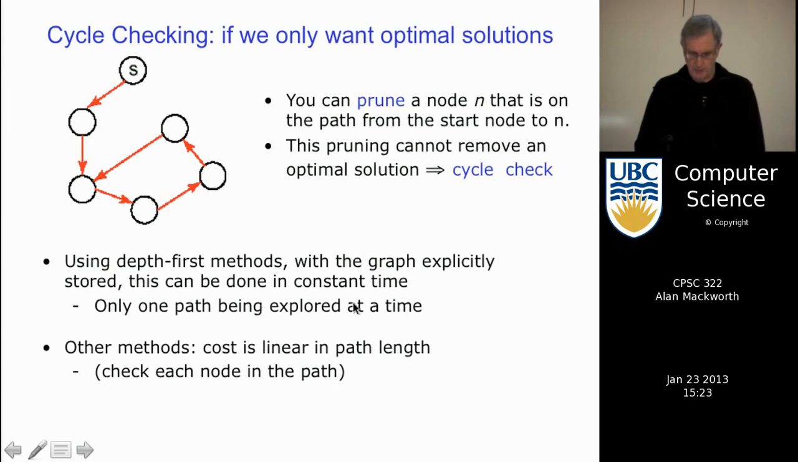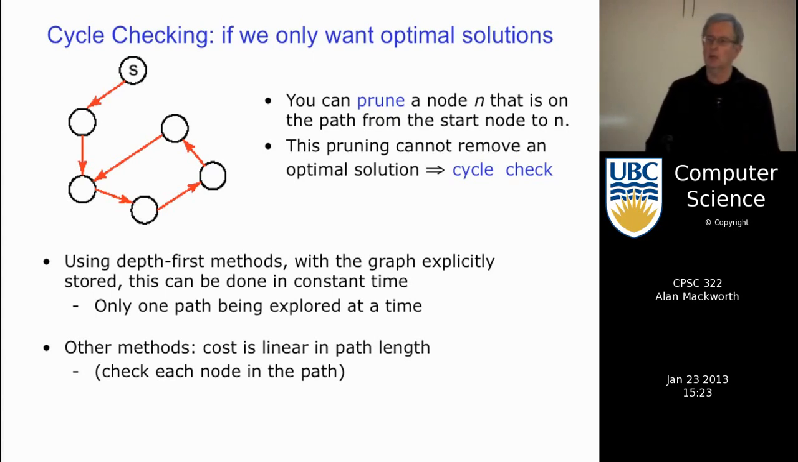Any other methods, because you can get away with that in depth first, because you're really only exploring one path at a time, right? Whereas all the other methods, you might have multiple paths active, so you can't just set a bit on a node on one path, because another path might also want to use that node, and it wouldn't be a cycle, just a different path trying to use it, right? So you'd have to actually, every time you come across a node, search up the path you're on and check that it isn't already on the path.